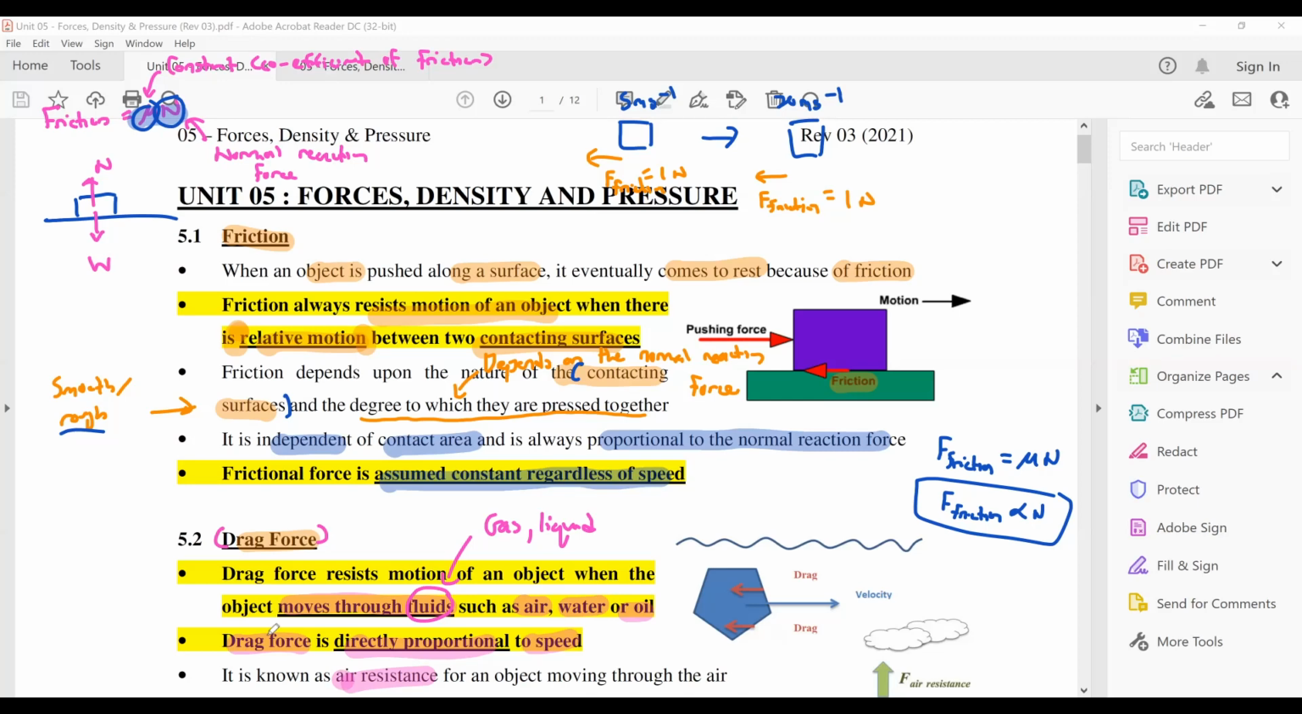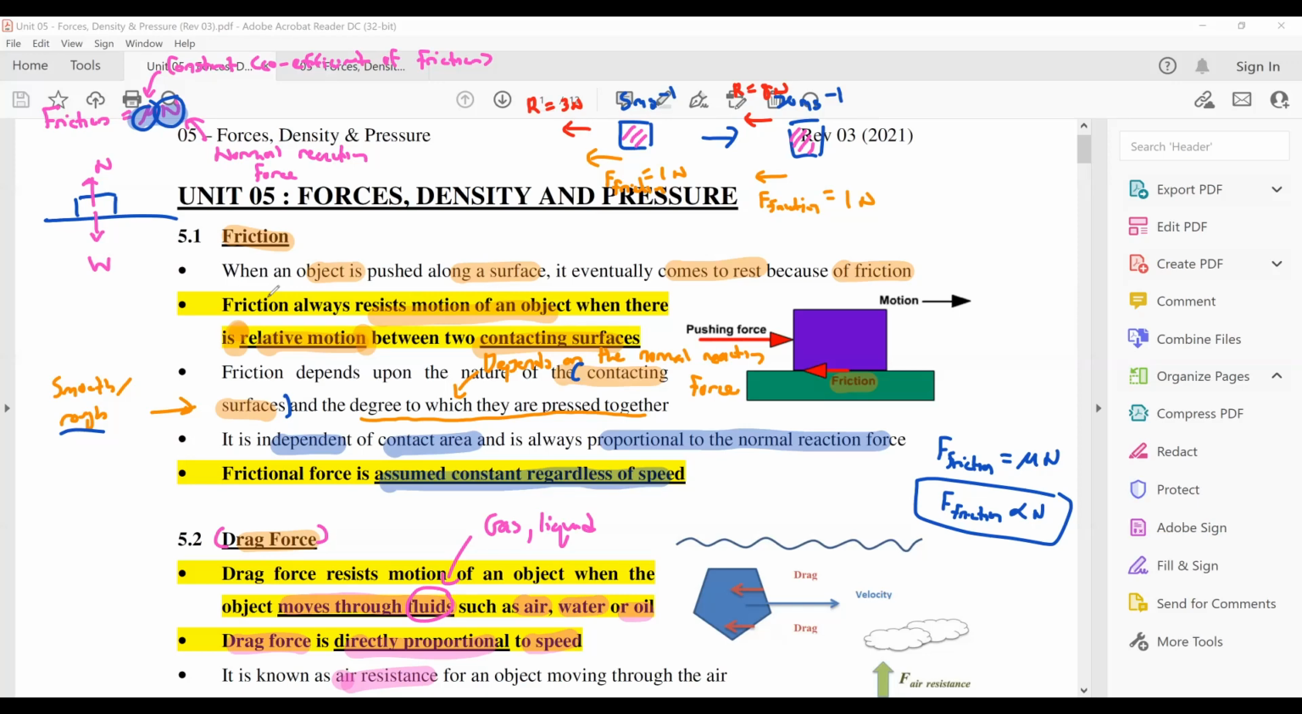So if I refer back to the object that I have here just now, if I tell you that as the object moves, it has an air resistance of, say, 3 Newton, once your speed becomes larger, to 20 meters per second, your air resistance is not going to be constant. It will be larger. It will increase. Maybe now it's 8 Newton. So this is the difference between drag force and friction.